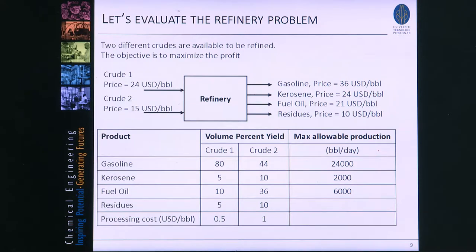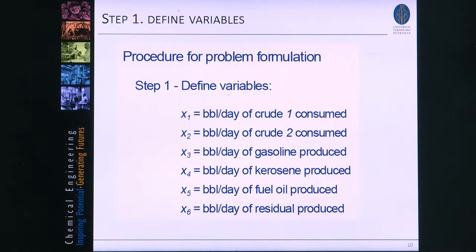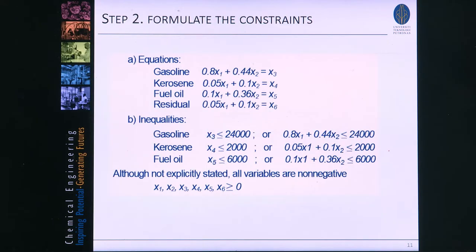So let's evaluate the refinery problem again. We have seen this. Now we are trying to make the objective function, which is to maximize the profit. So we define the variables. In this case, X1 is the crude 1 consumed, X2 is the crude 2 consumed, X3 is the gasoline, X4 kerosene, X5 fuel oil produced, and X6 is the residue produced. These are the variables that we are going to define.